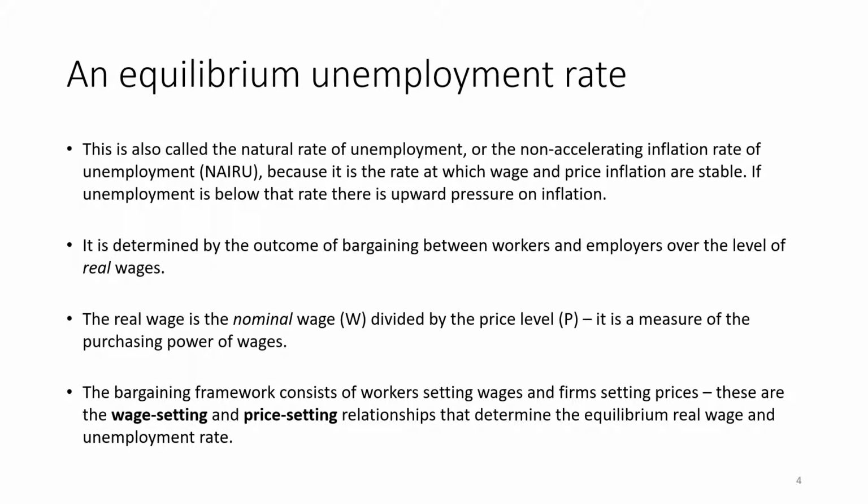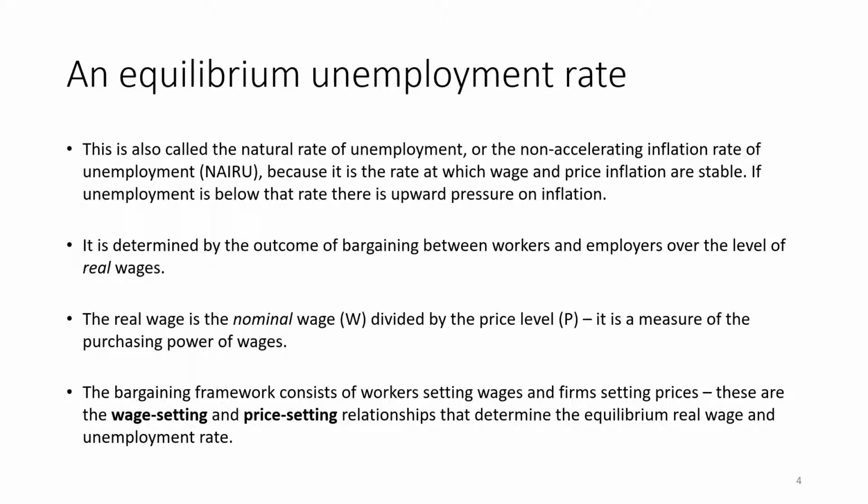The NAIRU is also consistent with stable wages and prices in an economy, because essentially the labour market is in equilibrium, so there's no pressure on wages to change, and because wages feed into prices, there's therefore no pressure on prices to change. The NAIRU itself reflects a long-run equilibrium position in the labour market, and it's basically determined as a bargain between workers and employers over the level of something we call real wages. So that's the nominal or cash wage divided by the price level, and what it tells us is just how much you can buy given your level of wages.